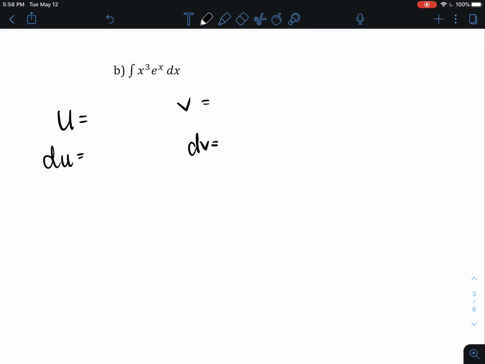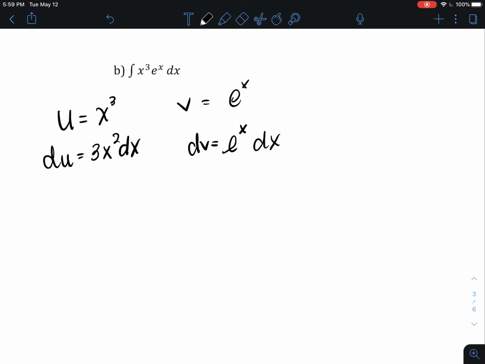Here I would actually put x cubed as u, and only because if we take the integral of e to the x, it's just e to the x, so that makes it a little bit easier. Taking the derivative of x cubed is a lot easier. That's why I'm making x cubed u this time. So the derivative of x cubed is 3x squared dx.